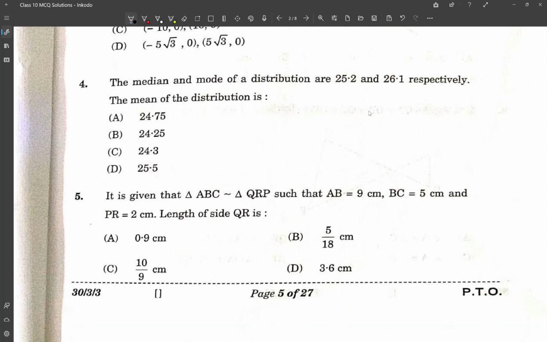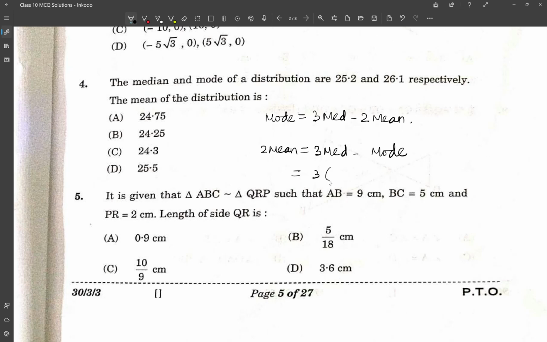The next question. The median and mode of a distribution are 25.2 and 26.1 respectively. This is using the empirical relation between mean, median, and mode. So that would be mode is equal to 3 times the median minus 2 times the mean. Now we need to rearrange this formula. So that would become 2 mean is equal to 3 times median minus the mode.